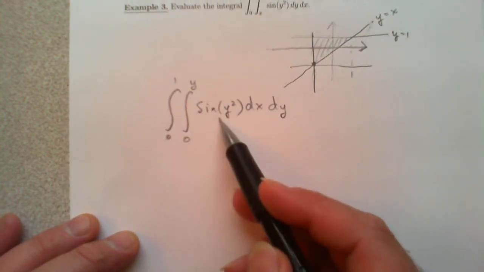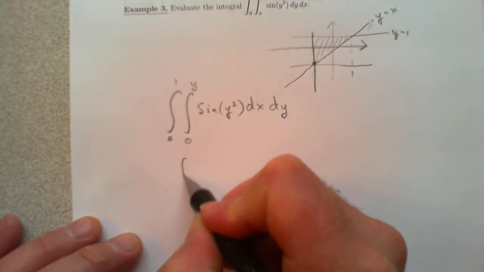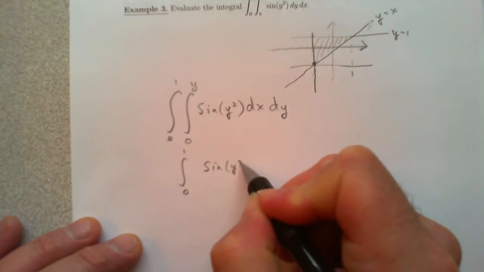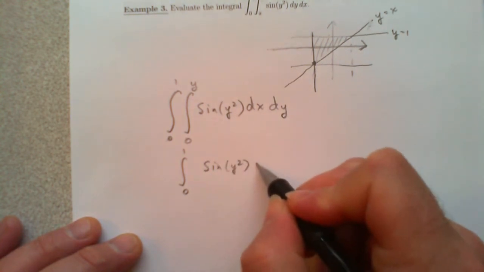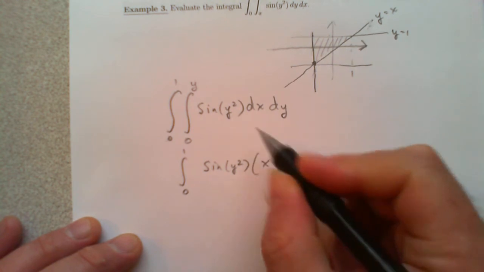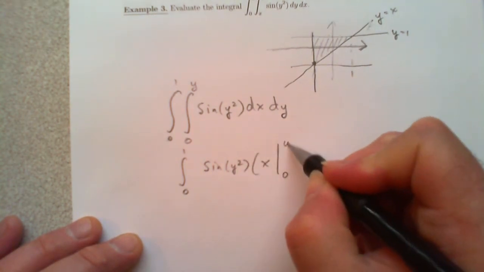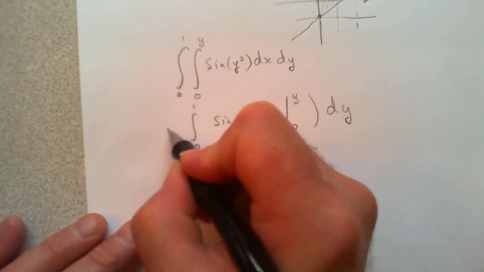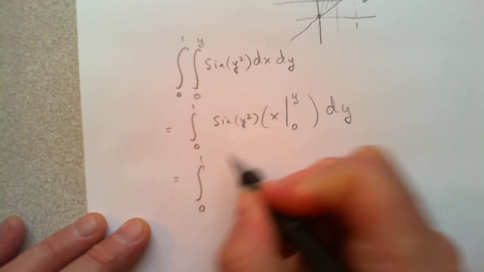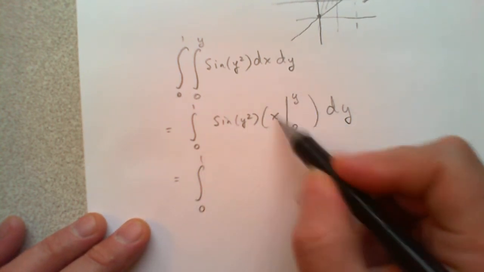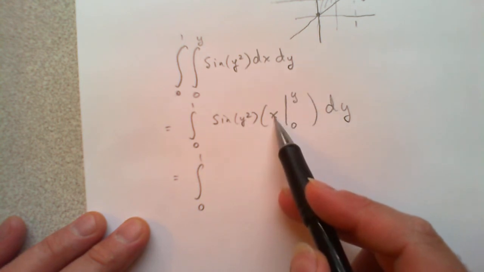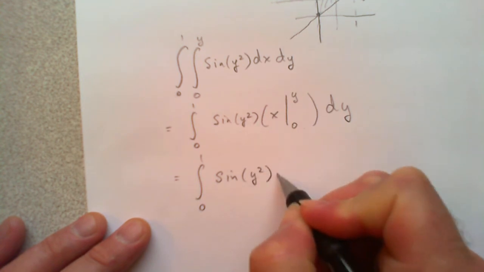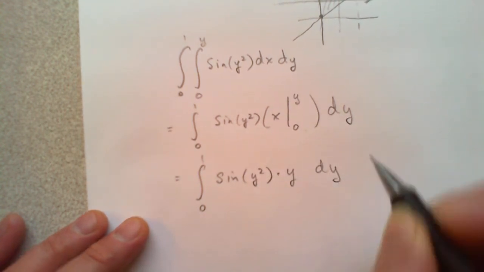This function right here is a constant with respect to x. So the inner integral is nothing more than sine of y squared, that's a constant with respect to x, times x, that's the antiderivative of 1. You will evaluate this from 0 to y, and then at the end I'll have to do dy. When I plug this in, evaluating by the fundamental theorem of calculus, it's just going to be y minus 0. So now the integral is just sine of y squared times y dy.